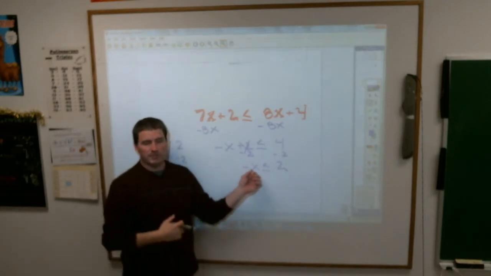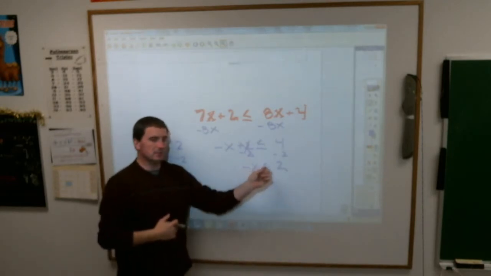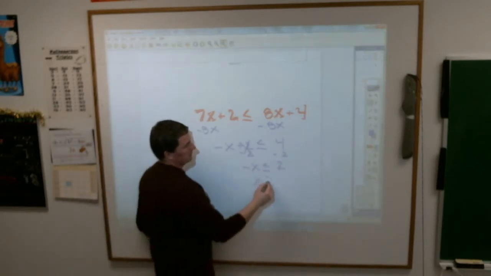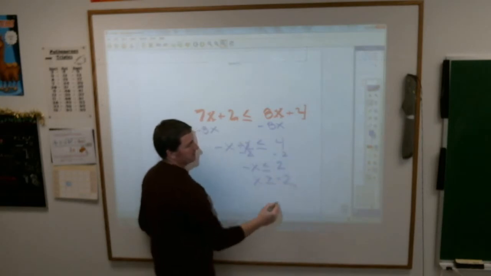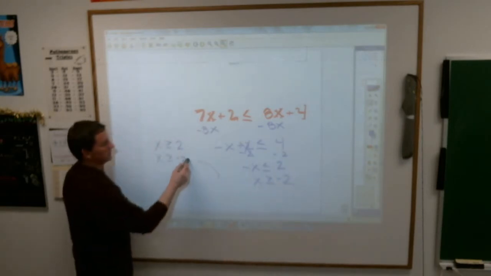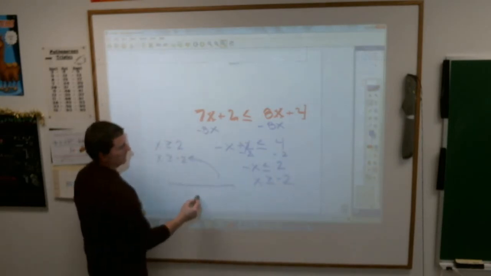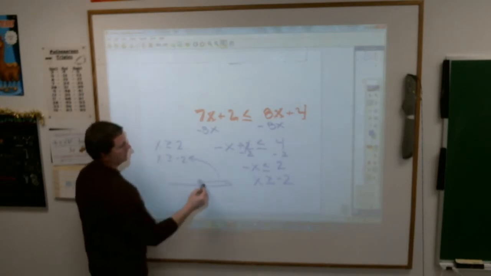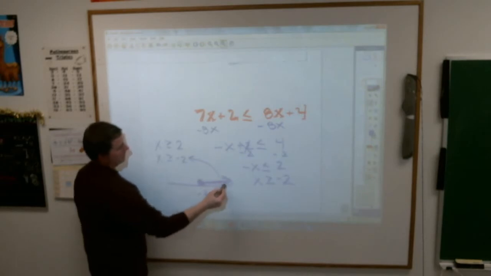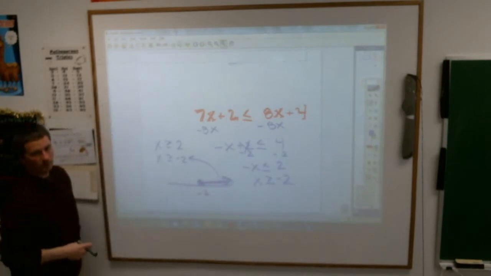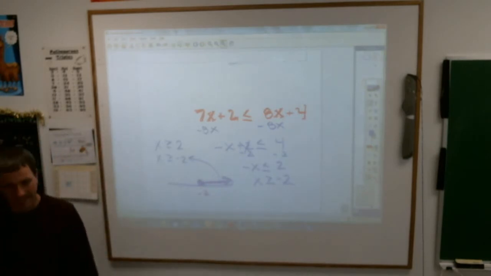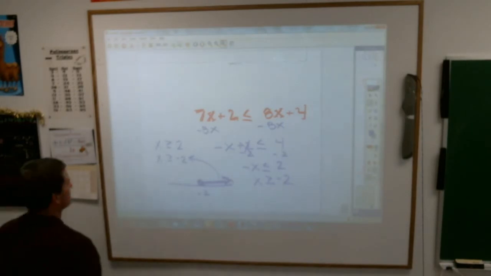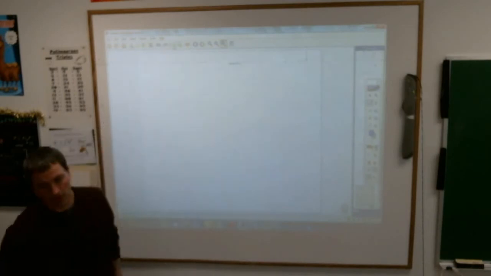This cannot remain negative, so you have to change opposite, opposite, opposite. X is greater than or equal to negative 2. And then the graph of that, negative 2, colored in circle, x is greater than goes this way. You see where the errors of our way were? One more last one. Chance for redemption.